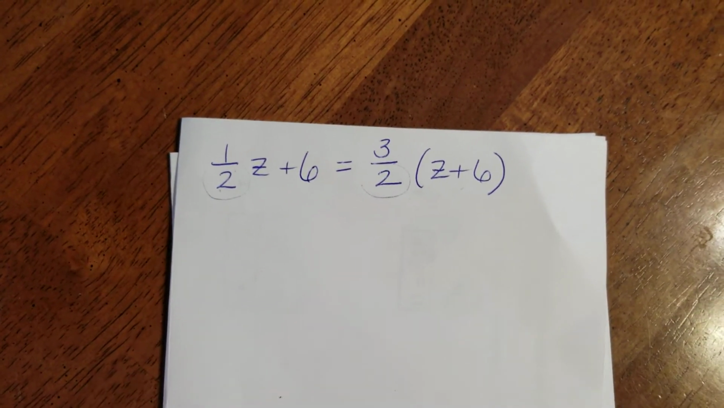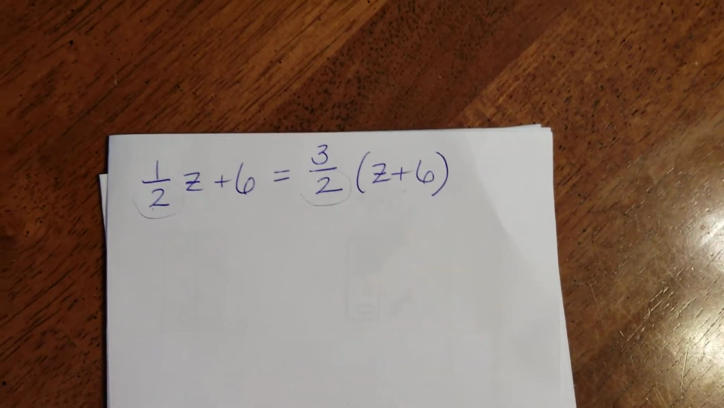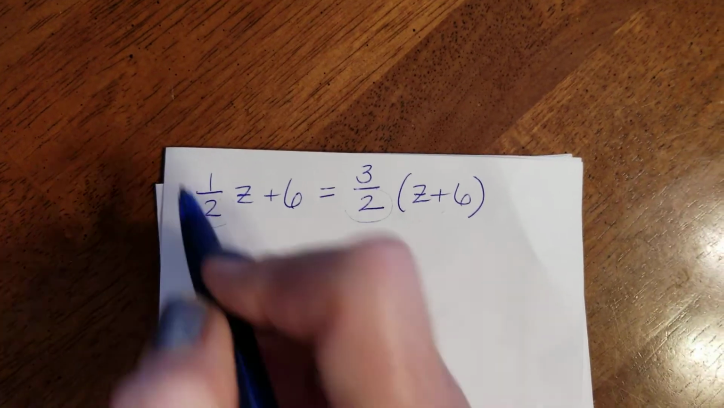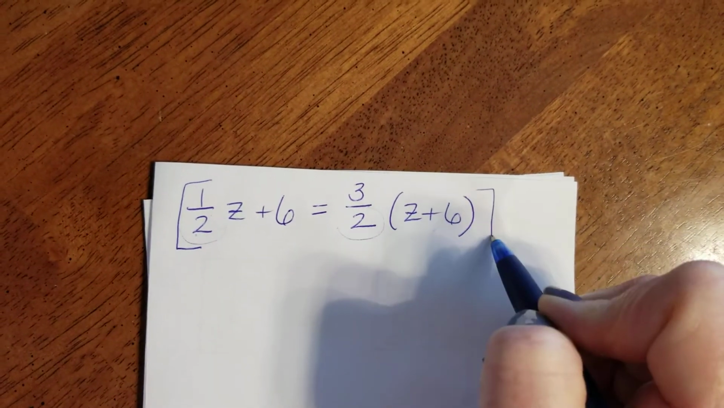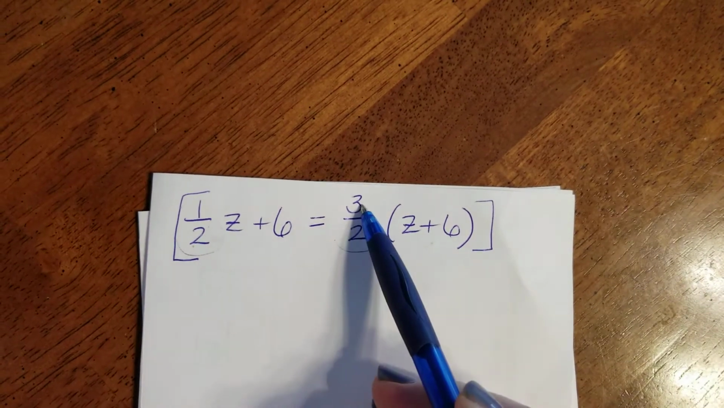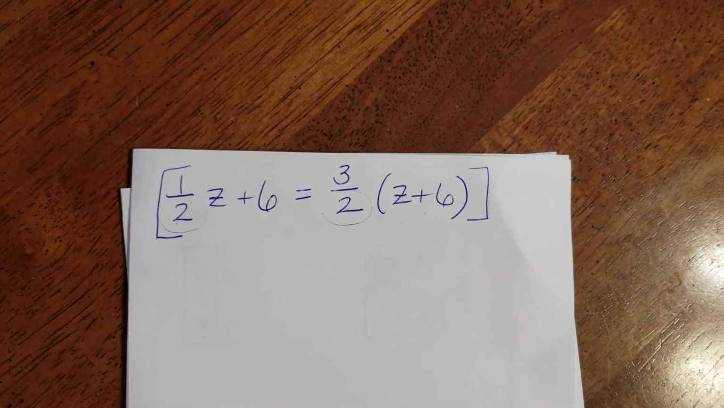So how do we do that? How do you make a half a whole? We double it, right? We multiply it by 2. So we're going to take this entire equation and multiply it by 2, because we can do the same thing here to eliminate this denominator.